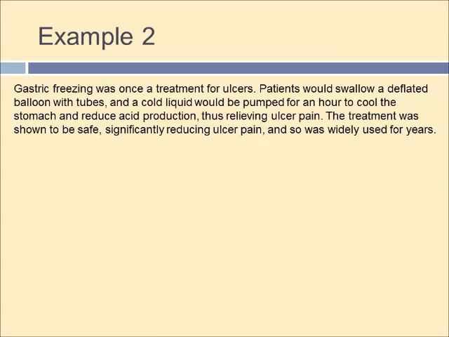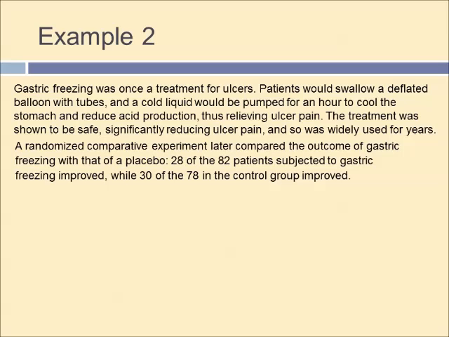Here's another example. Gastric freezing was once a treatment for ulcers. Patients would swallow a deflated balloon with tubes, and a cold liquid would be pumped for an hour to cool the stomach and reduce acid production, thus relieving ulcer pain. The treatment was shown to be safe. It significantly reduced ulcer pain, and so it was widely used for years. A randomized comparative experiment later compared the outcome of gastric freezing with that of a placebo. 28 of the 82 patients subjected to gastric freezing improved, while 30 of the 78 in the control group improved.